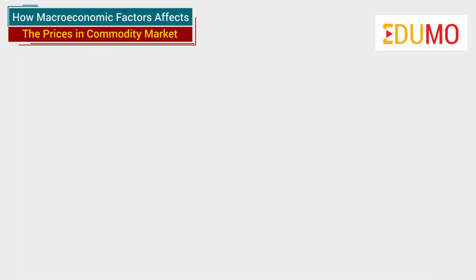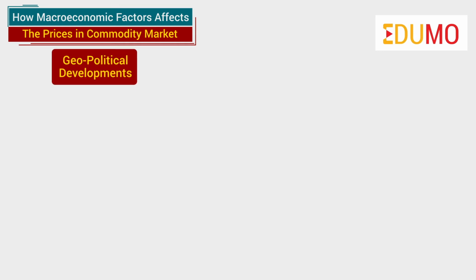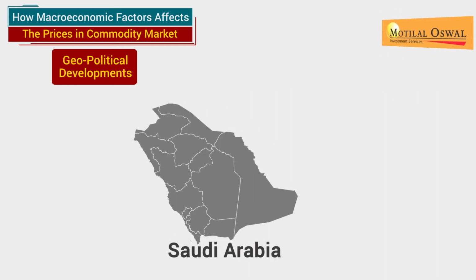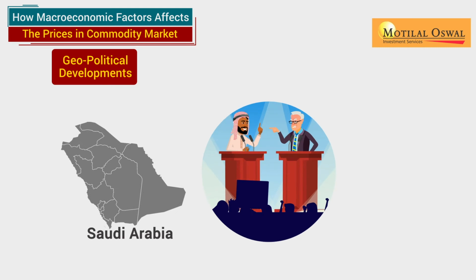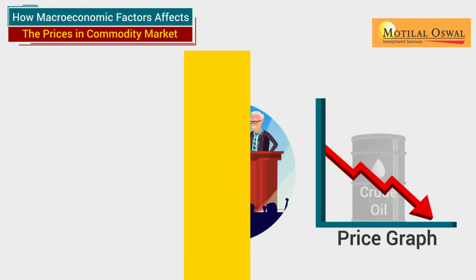The next factor to keep in mind is geopolitical developments. The best example to talk about here is of crude oil prices. Saudi Arabia is a major exporter of crude oil, and a price war led by it has resulted in a major drop in crude oil prices.